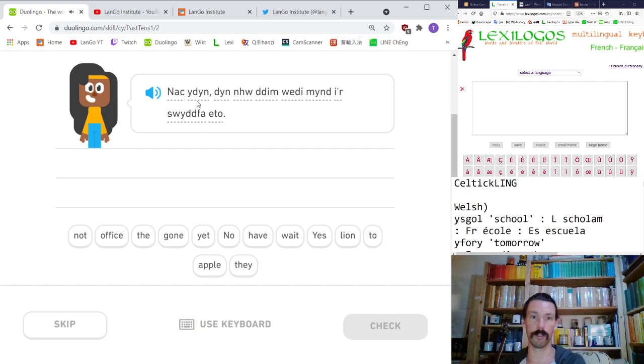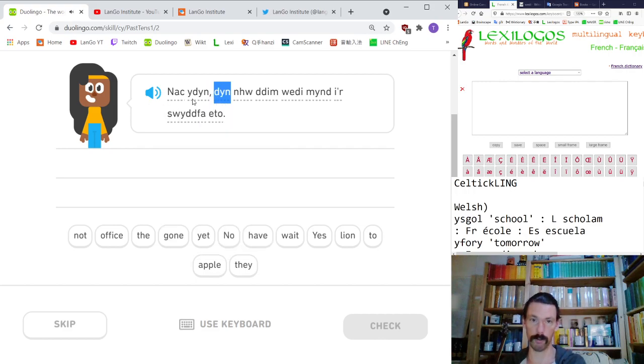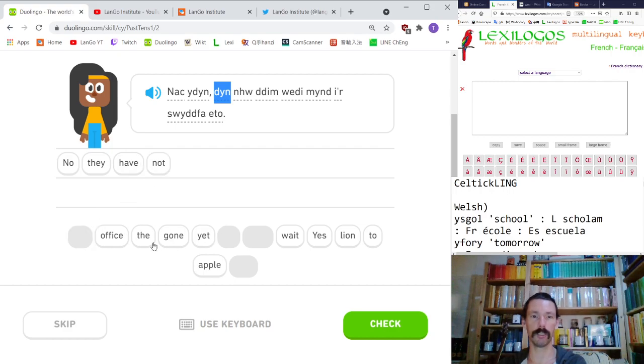So the verb here, in the abbreviated sentence telling us no, ydyn matches dyn, the inflected verb in the following sentence for they. It's got this question prefix or some other thing. It's not a question. Nac ydyn. Just sort of prepositional particle floating in there. No is the meaning for this phrase. Ydyn. And then have they not? Wedi. They have not gone. Mynd i'r swyddfa, to the office. And then eto, yet.